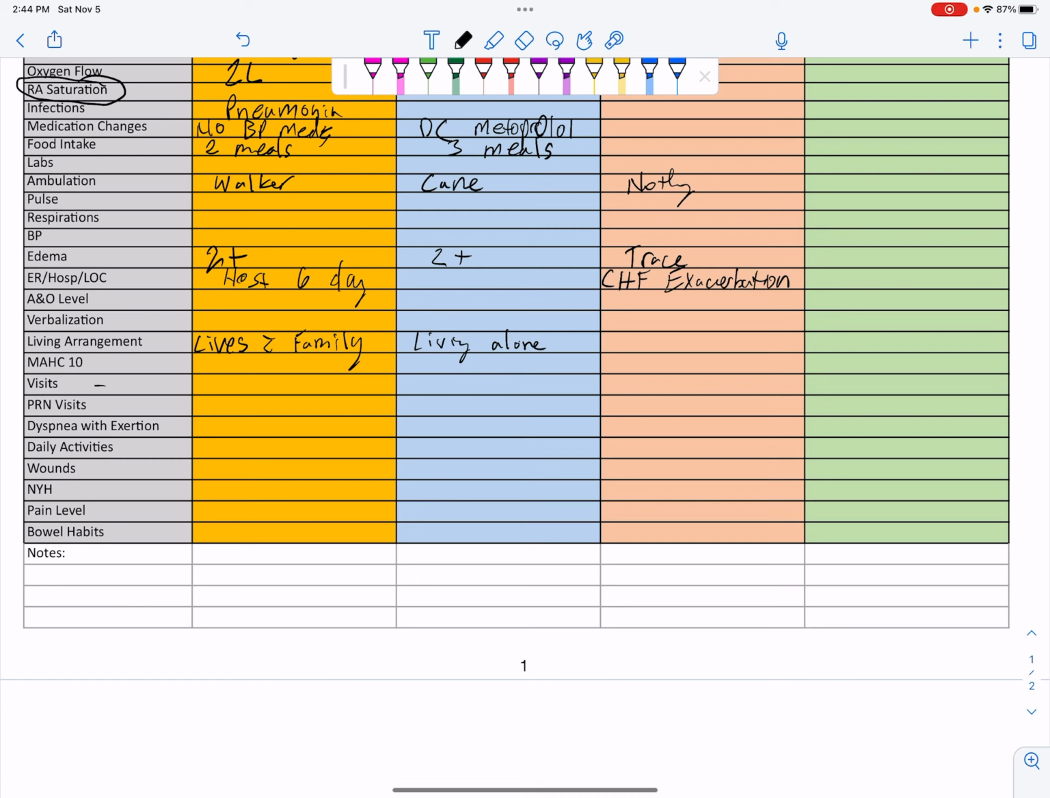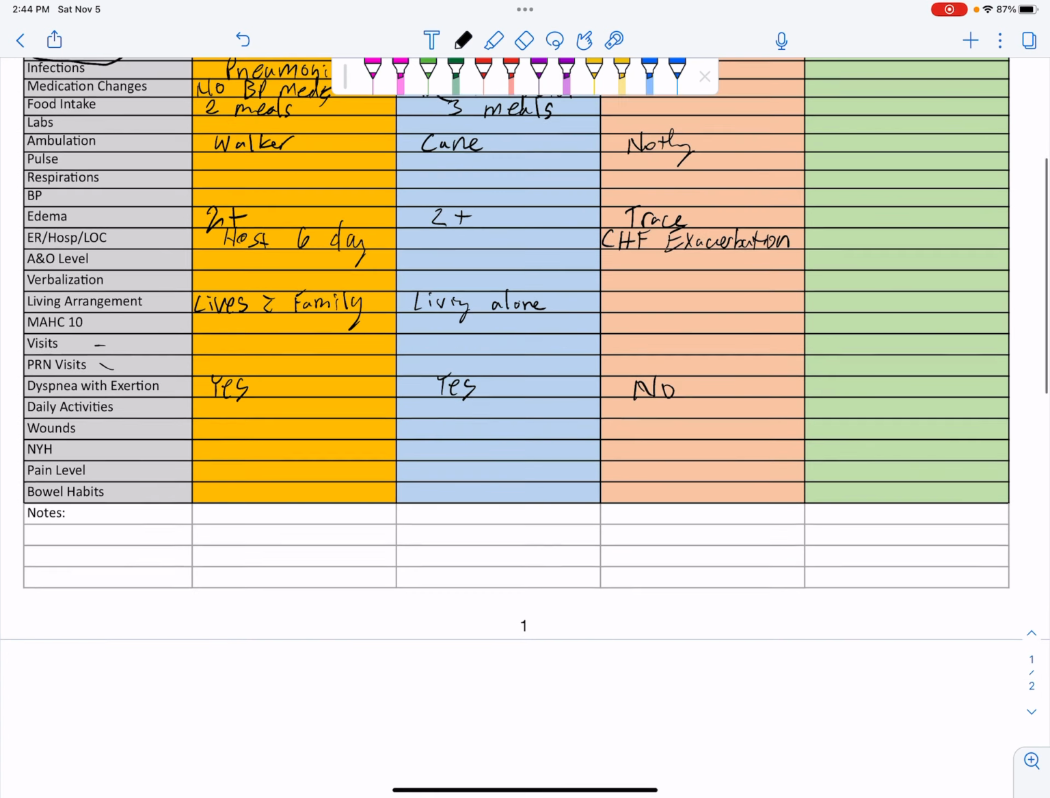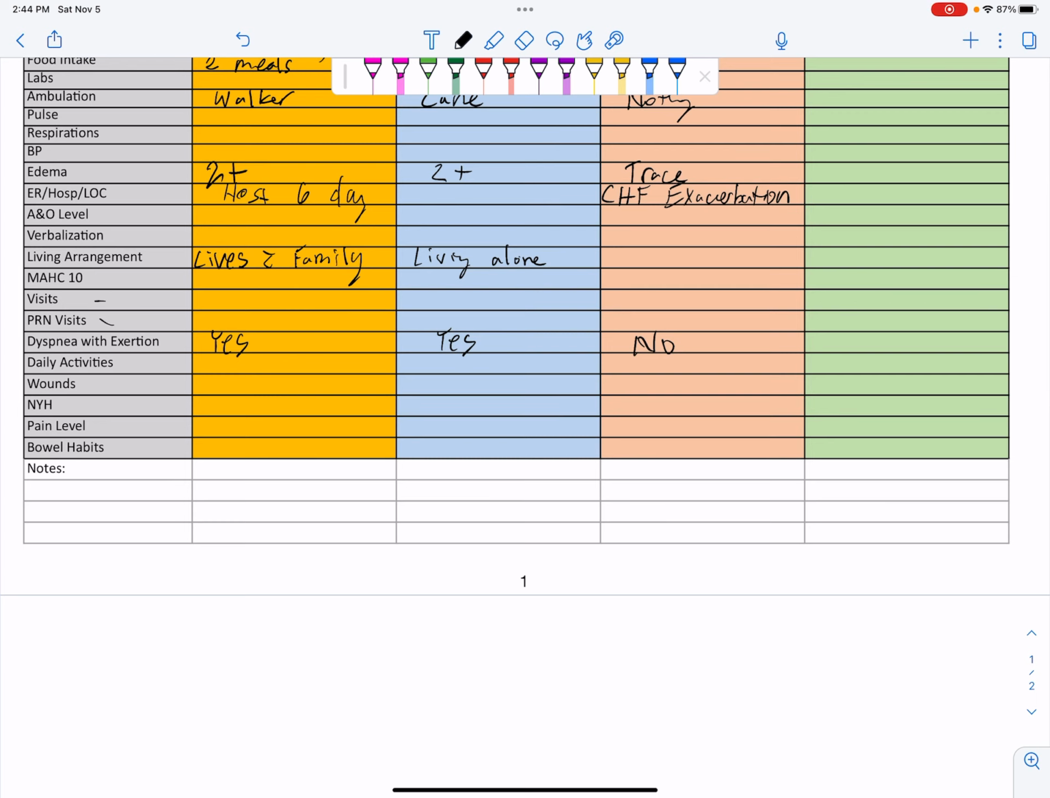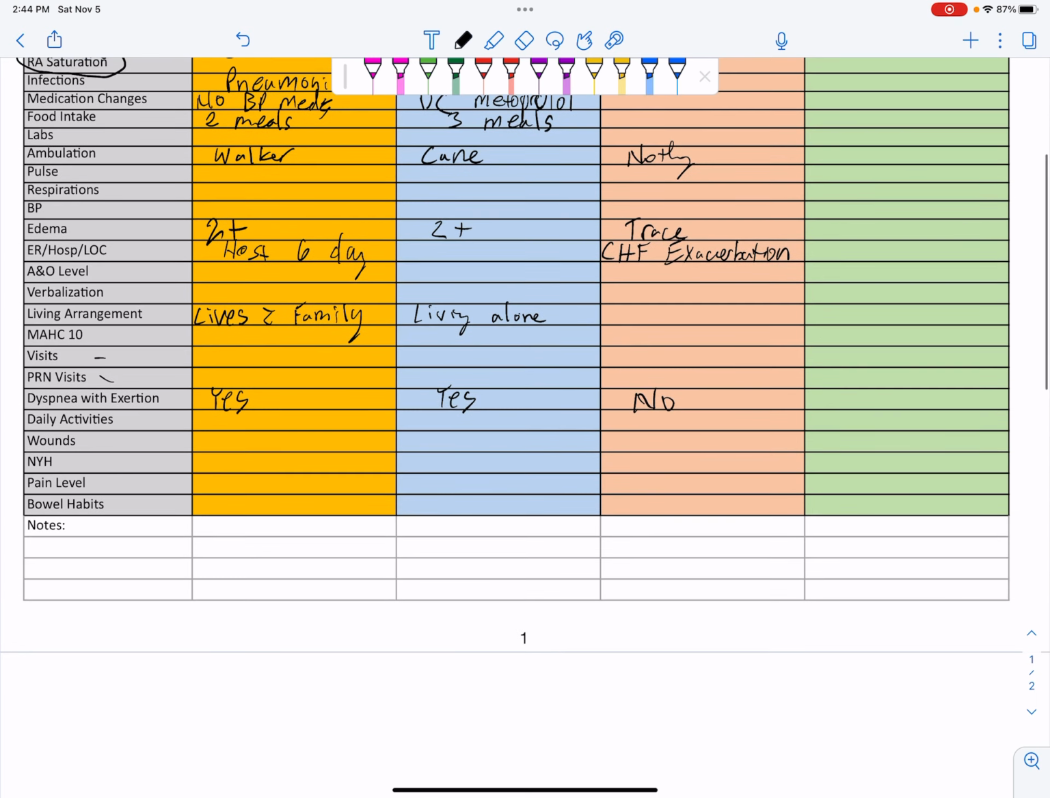Some of this stuff is more for recertification, but do they get shortness of air with exertion? Yes. Yes. And then maybe no. Not very often. And then their daily activities, do they have any wounds? And you just work your way down on this thing, pain level.